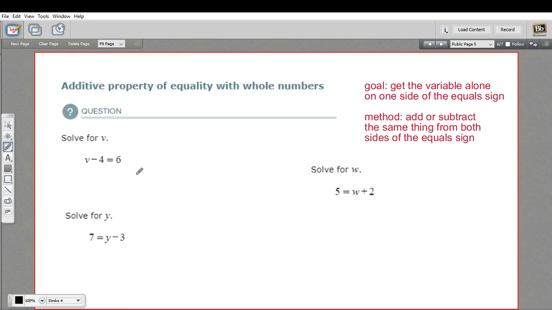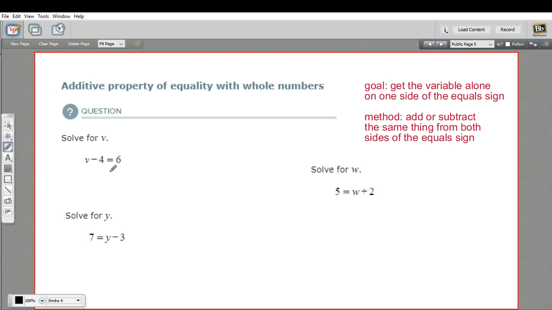It doesn't have to be v. We're going to solve for y. We're going to solve for w. You can solve for x, any letter you want. The method for doing this is to do something on both sides of the equal sign, the same thing. We want to keep this equation balanced.